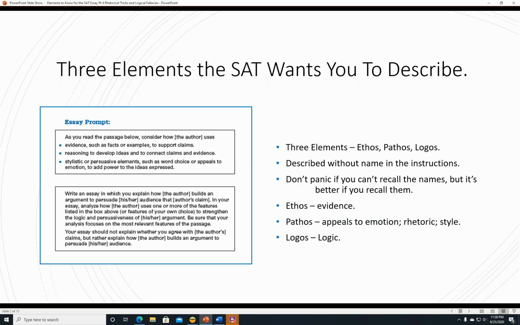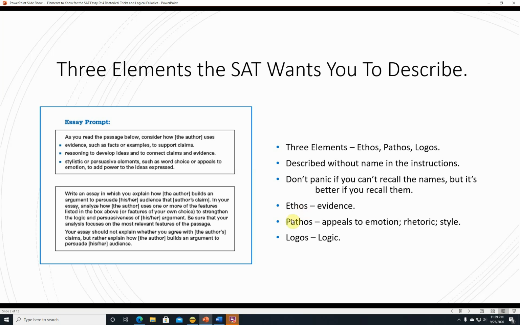Three elements that the SAT wants you to describe are ethos, pathos, and logos. They are described without the names in the instructions. They talk about evidence, that's ethos. They talk about reasoning, which is logos. Notice it's not pathos, even though people always list it as ethos, pathos, logos. So those sneaky College Board people, they purposely put that there.